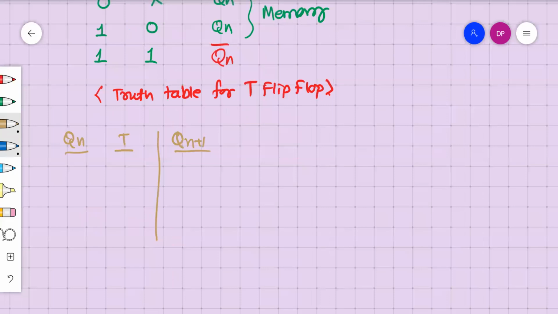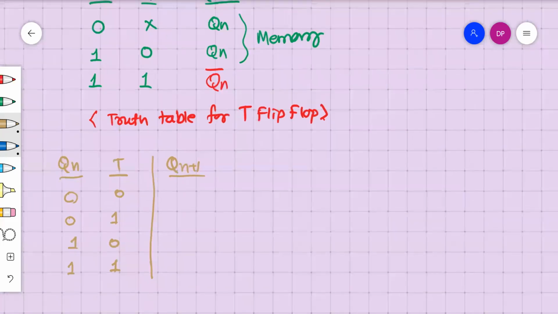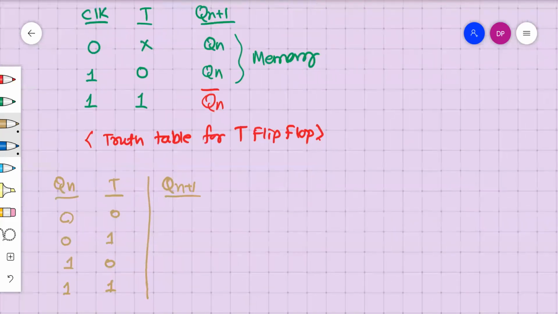So let's say we have two variables, so we have four combinations: 0 0, 0 1, 1 0 and 1 1. Look at the truth table. When t is 0, the next state is the previous state. When t is 0 here and here, the next state is the previous state. So for the first one, the previous state is 0, so we get a 0 here. And for the third one, the previous state is 1, so we get a 1 here.